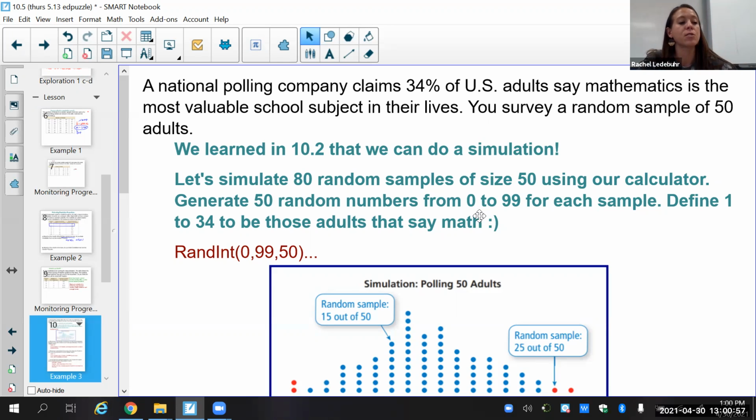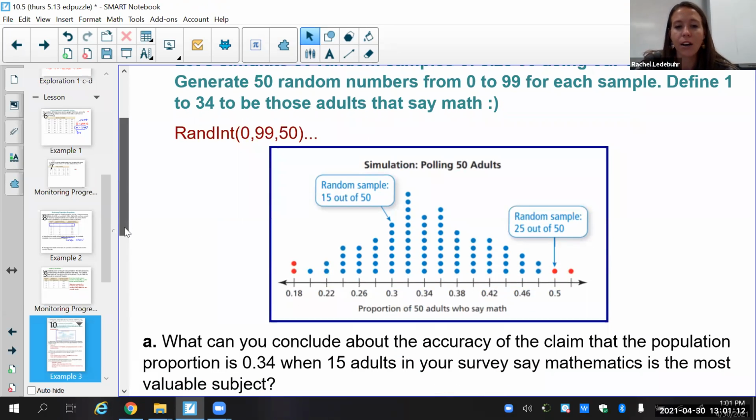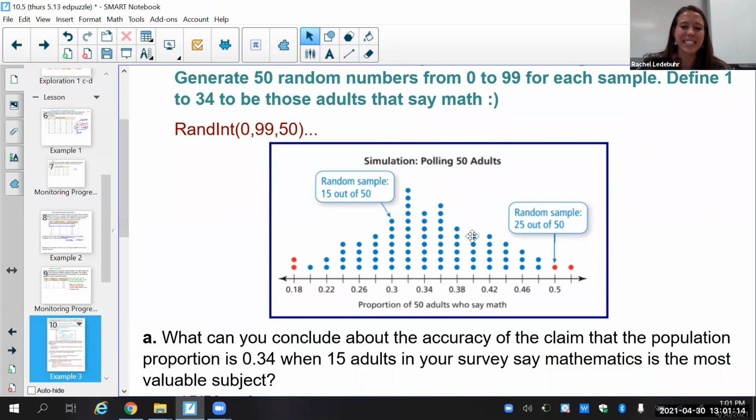So that's generating the numbers from 0 to 99, 50 times. I'm going to find that set of numbers, and you'll have a string of numbers in your calculator. For example, mine says 33, 99, 20, 79. It'll go on for 50 numbers, right? Now, I've already done this for us. Well, the book did, but let's say we put this on a dot plot, and we turned our set of numbers into frequencies. So here's our random sample, 15 out of 50 and 25 out of 50.